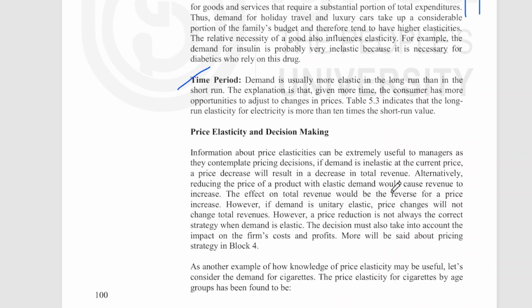Time period: the demand is usually more elastic in the long run than in the short run. Okay, the explanation is that given more time, the consumer has more opportunity to adjust to changes in prices. So Table 5.3 indicates that the long run elasticity for electricity is more than 10 times the short run value.